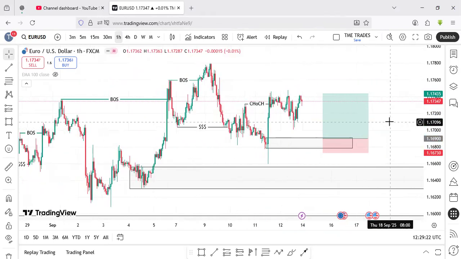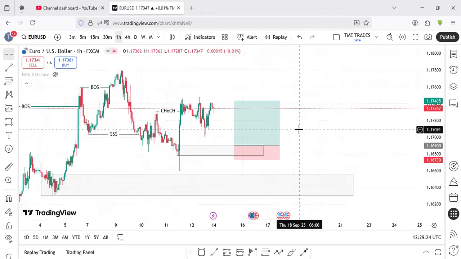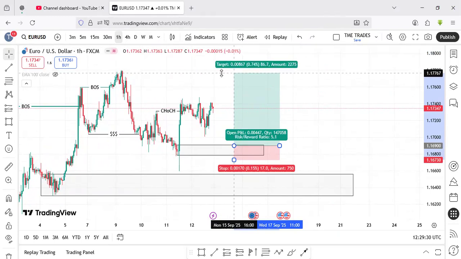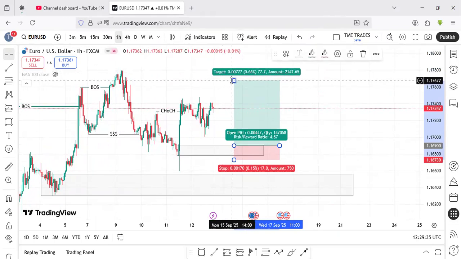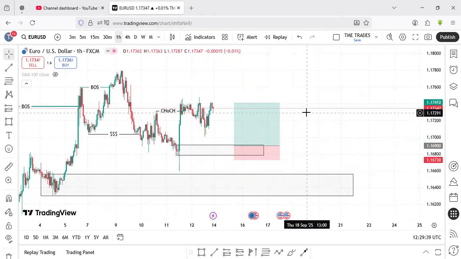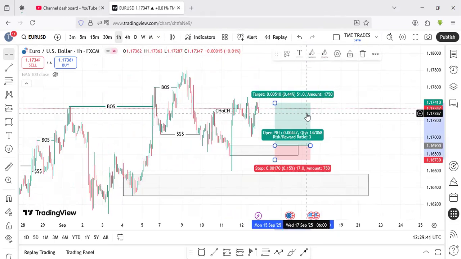Or don't be greedy in the market. Always target 3 to 1 risk reward. Though the market will be coming to this place to test this low, don't be greedy. Always target 3 to 1 risk reward, which is healthy for every trader.